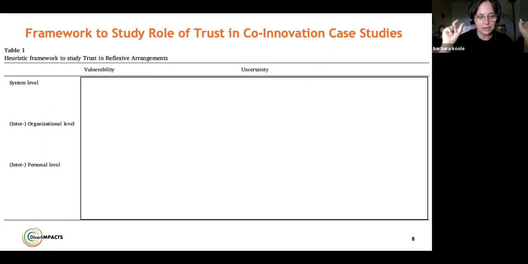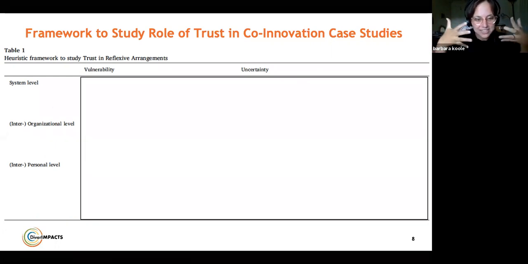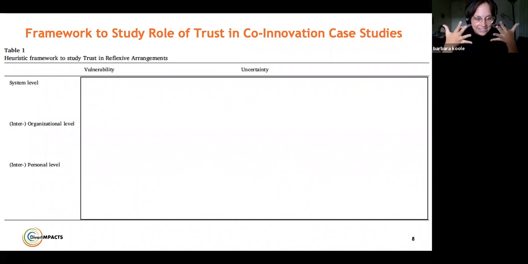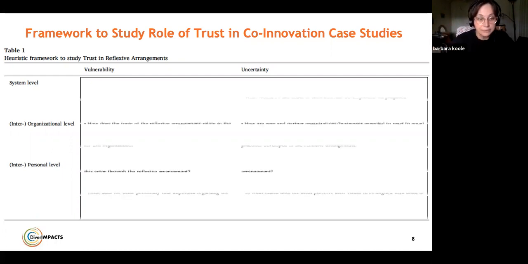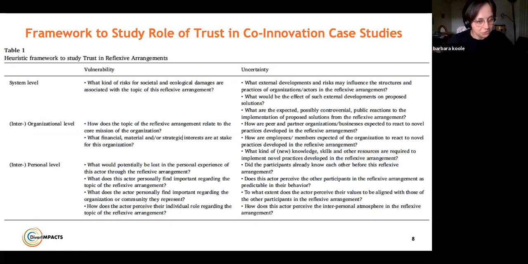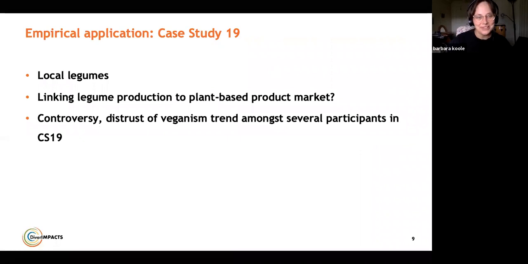So this is why in this search heuristic, in this lens that I use to study trust in these three case studies, and that could be used for other co-innovation contexts as well, I make this separation between vulnerability and uncertainty. Right now, please don't read all of these questions because it's a lot, but I have also formulated questions that you can ask in order to really see, hey, what is happening on this level, and what is happening on this level, in order to use this lens. So quickly go to the next slide.